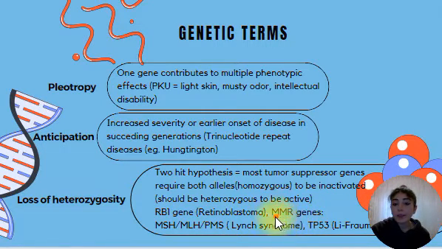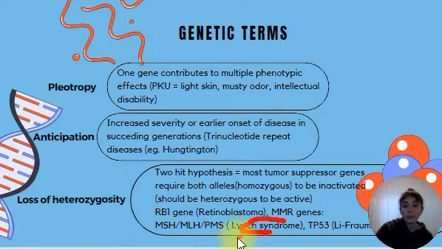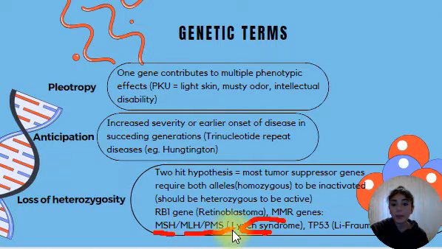Same thing happens with mismatch repair genes. If we have some pathology in those, we develop Lynch syndrome, right? Or hereditary non-polyposis colorectal cancer syndrome, we call it. MSH, MLH, PMS, it's all Lynch syndrome.